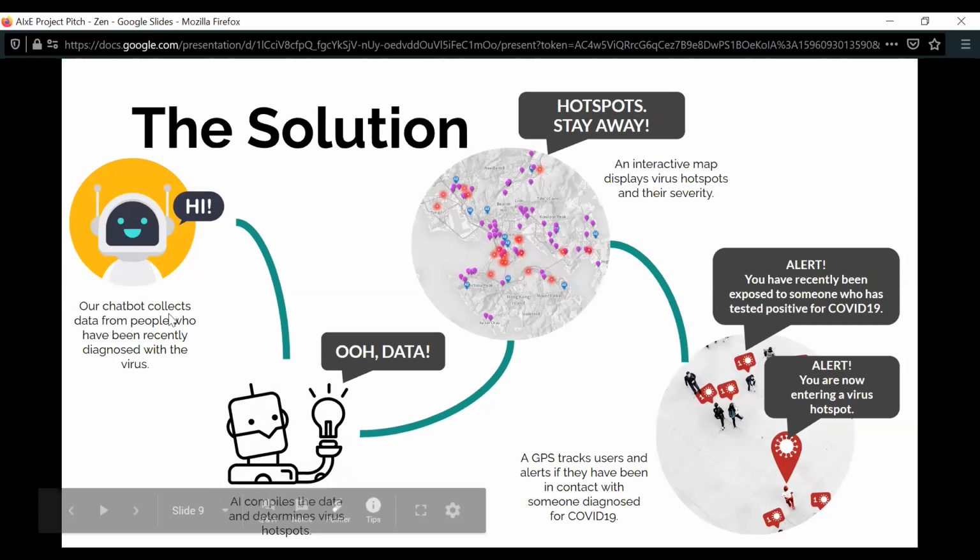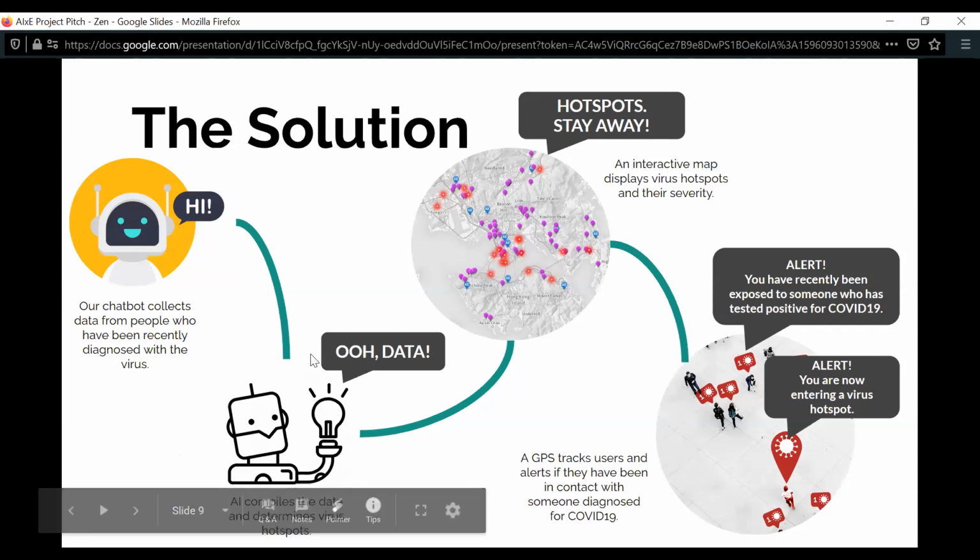All right. And this is a crazy solution I came up with. So I'm just going to walk you guys through it step by step. So we'll start with the chatbot. This chatbot collects data from people who have been recently diagnosed with the virus. So it asks them a bunch of information, which I'll be getting into detail in the next slide.